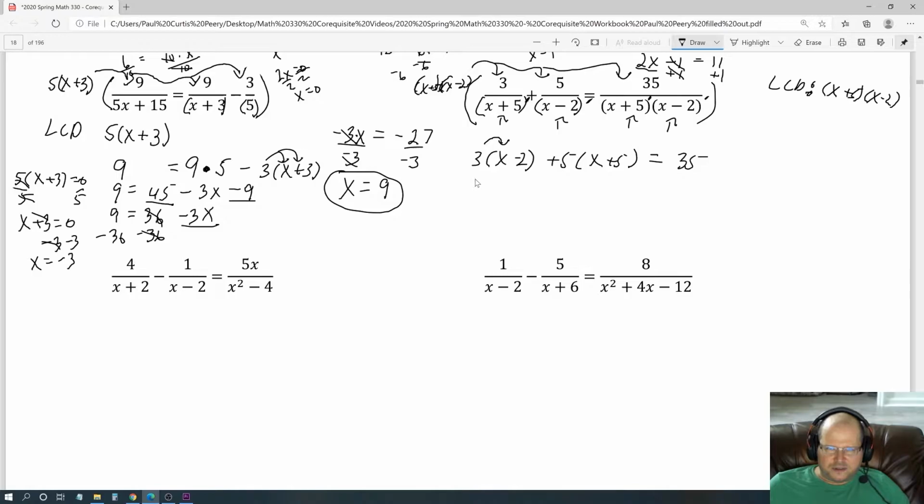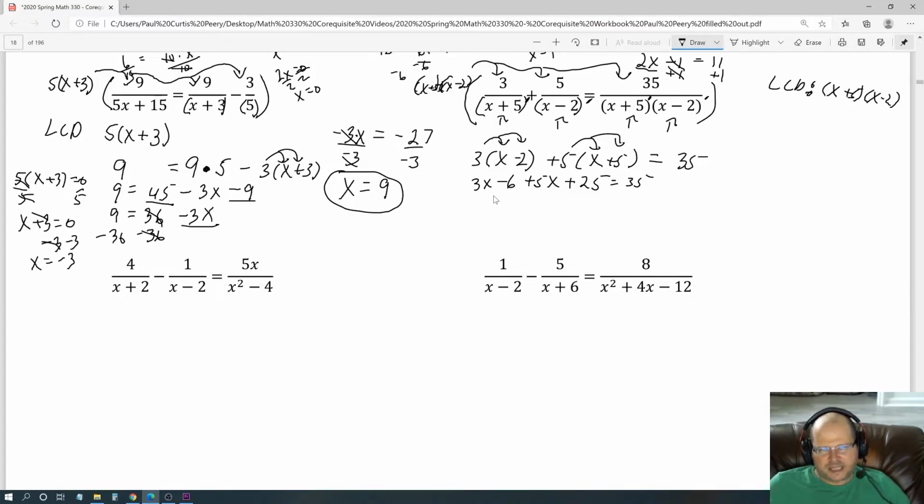The next step is going to be to distribute. 3 times x is 3x, and 3 times negative 2 is negative 6. Then we distribute the 5. 5 times x is 5x, 5 times 5 is 25, and we keep the 35.